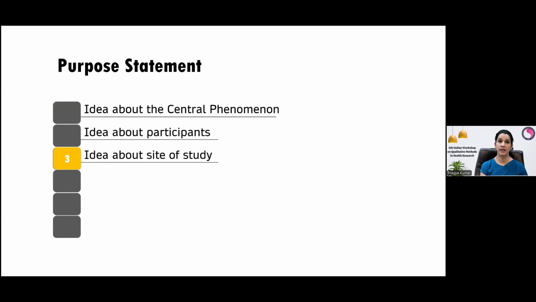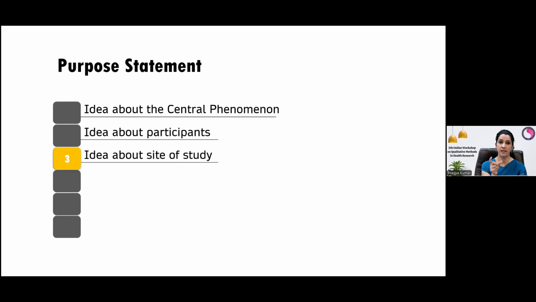And then like that PICOT format, which we do for quantitative, where there is a population, an intervention, an outcome, a comparative study, and you also write about the time if plus minus is there. So similarly here, this participant is the P of PICOT. And then this central phenomena is the core idea of the study.